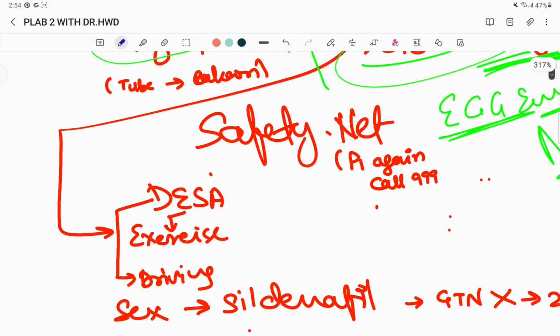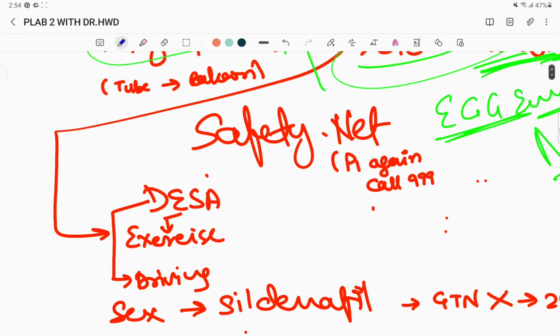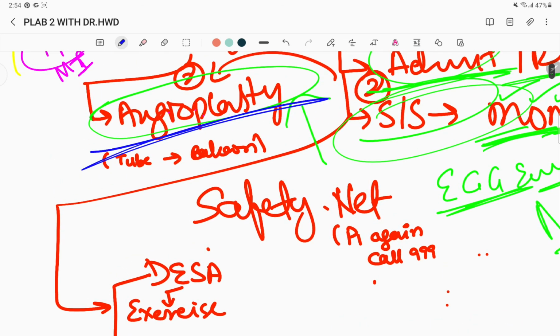Okay, so after that, you've admitted them, you've involved the senior, you've done the labs. The next thing after the signs and symptoms is going for the referral and doing the angioplasty. Now, if they ask you, well, doctor, what's angioplasty?